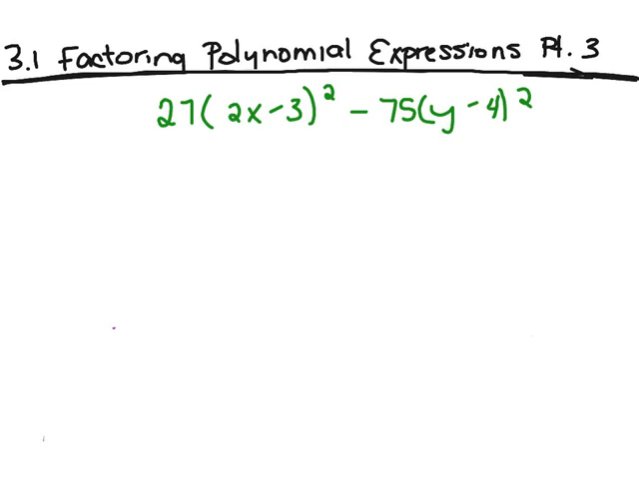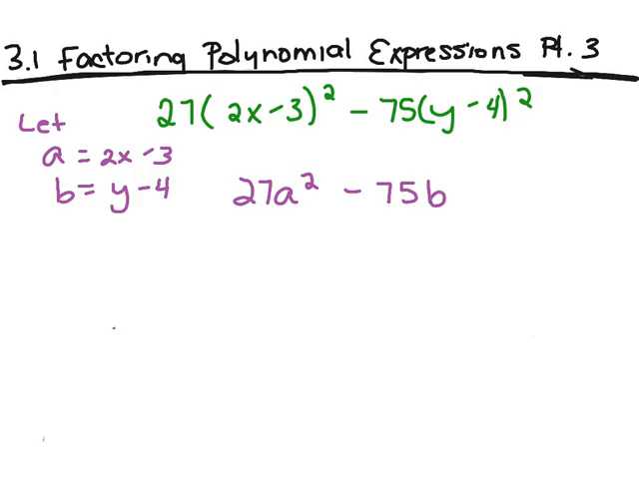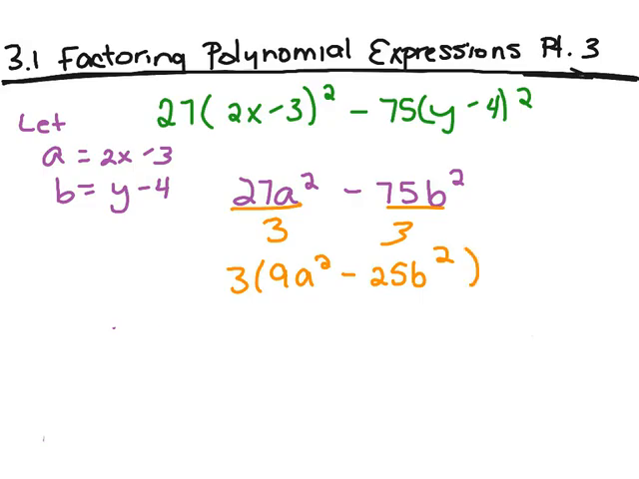Same thing here. Let's let a equal 2x minus 3 and b equal y minus 4. And when you do this, make sure you put your let statements in your work, because that's important to show how you're doing your work. So 27a squared minus 75b squared. Now, this isn't a difference of squares, but if we factor out a 3, we're left with 9a squared minus 25b squared. Now we have a difference of squares. So we're going to have 3 bracket 3a plus 5b and 3a minus 5b.